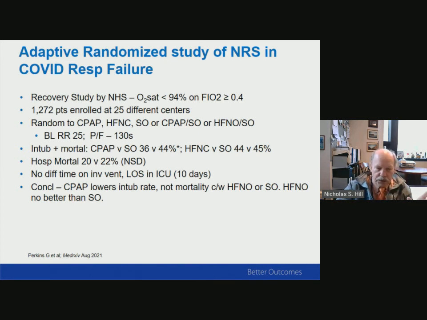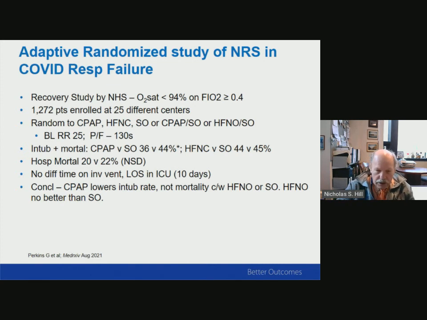So in some hospitals they were comparing CPAP, high flow, and standard oxygen, and in others they were just comparing CPAP versus standard oxygen or high flow versus standard oxygen. But what they found was that CPAP lowered intubation rate compared to standard oxygen, but high flow did not, and that hospital mortality wasn't affected by whatever combination they used, and length of stay was no different. They concluded that CPAP administered via mask lowers intubation rate, but high flow doesn't do any better than standard oxygen.